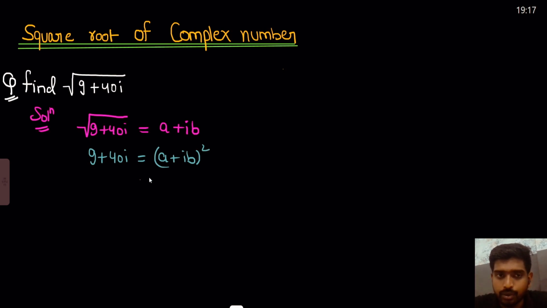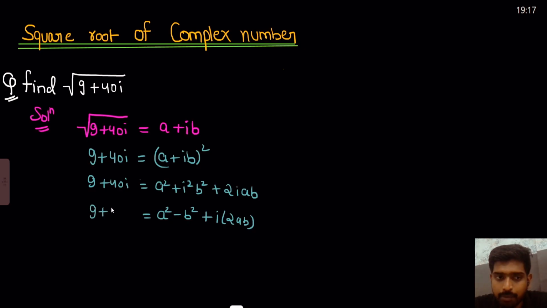Got it? Now open this bracket, this square. So you will get a square plus i square b square plus 2iab is equal to 9 plus 40i. What is i square? i square is minus 1. So here we will get a square minus b square plus i times 2ab is equal to 9 plus 40i. Now compare the real parts and compare the imaginary parts. So here we will get a square minus b square is equal to 9 and 2ab is equal to 40, or ab is equal to 20.